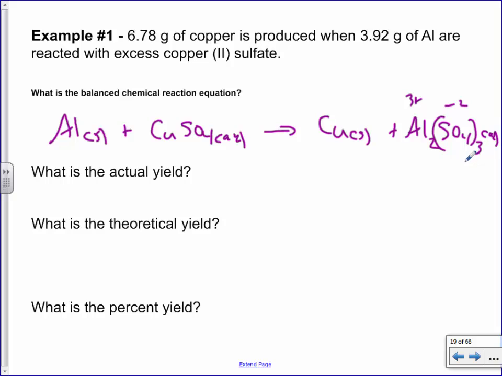One more thing though, this equation is not balanced. So I can't work with it until I balance this thing. So I need a 3 in front of the aluminum. Oh, like this one here? Yeah, I agree. We need a 3 there. We're going to need a 2 and a 3.